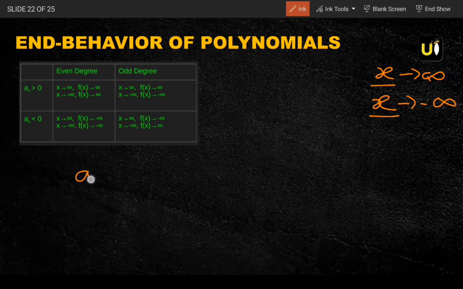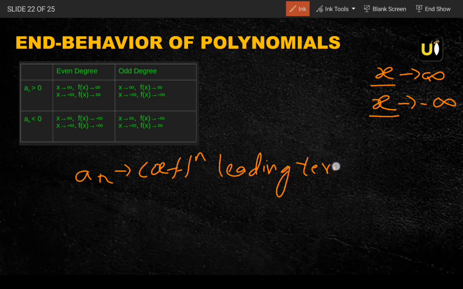And whereas here, even degree, that means the exponent, the highest exponent. We have discussed what the degree is previously, right? So the nature of the polynomial will be decided by the coefficient of the leading term and the exponent of the highest term, the degree of the polynomial.